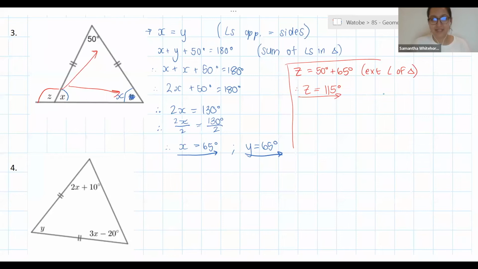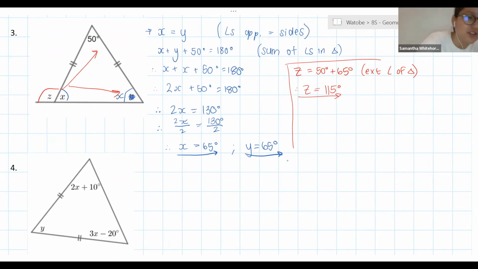Hello, ma'am. Number 4, ma'am. I said 5x plus 10 minus 20 plus y equals 180. Sorry, where did you get 5x from? Ma'am, the 2 angles at the bottom are equal to each other, so I added the 2x plus the 3x. Okay. And how do you know that those 2 angles are equal to each other? Ma'am, those 2 small lines on the outer line.